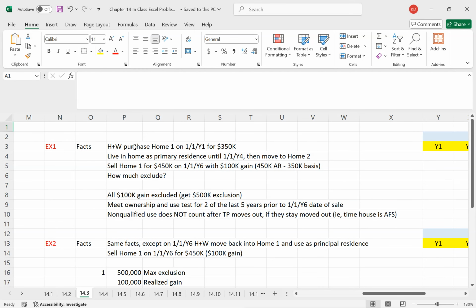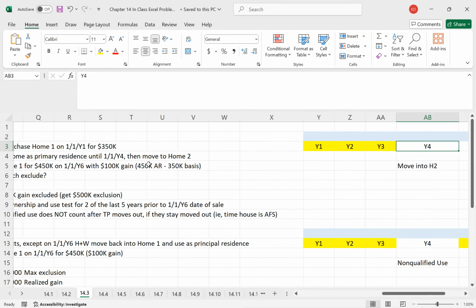All right, we have husband and wife who purchased a home on 1/1/1 for 350 grand. They live in it as their primary residence until 1/1/4. Then they move into home 2. They sell home 1 for 450K on 1/1/6 with a $100,000 gain. How much can they exclude?